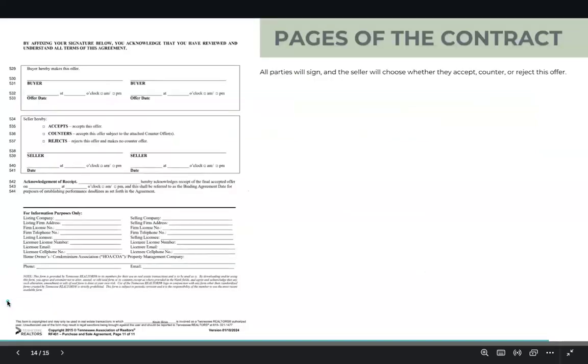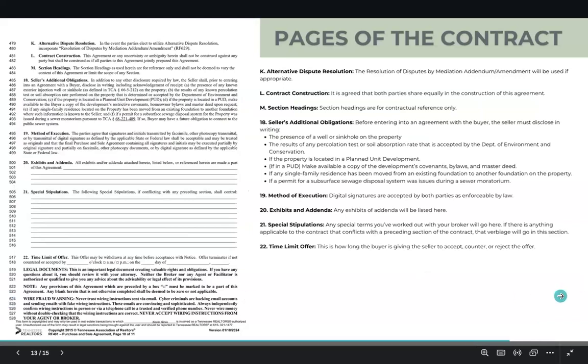Skipped a couple pages here. Sorry about that. Okay, so alternative dispute resolution.